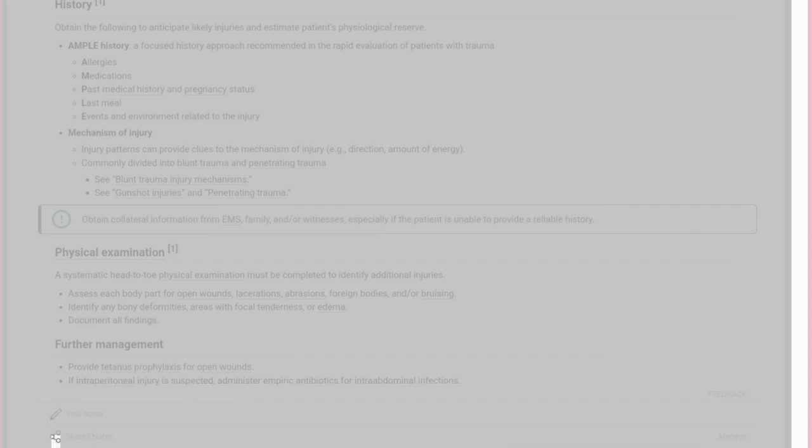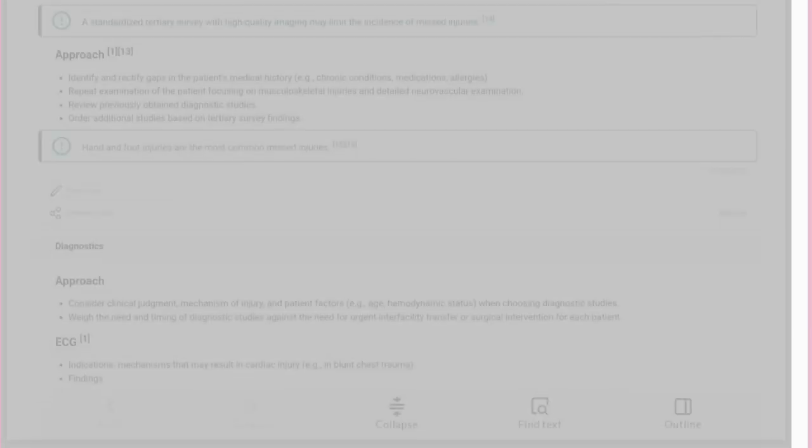Tertiary survey. Goal: identify injuries undetected during primary and secondary surveys. Ensure patient safety. Complete the tertiary survey within 24 hours of presentation. A standardized tertiary survey with high-quality imaging may limit the incidence of missed injuries.